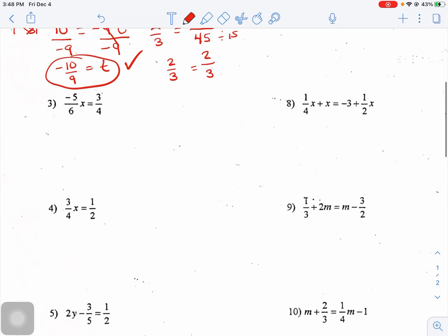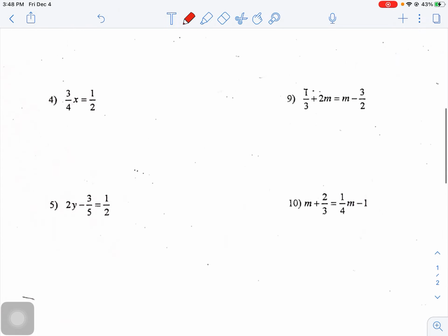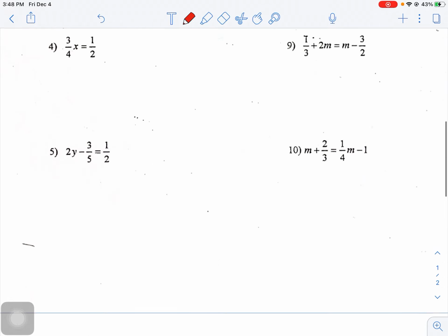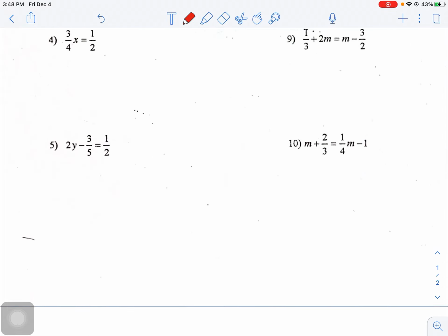All right, so we're going to skip down and we're going to do number 5. So the other 3 and 4 are very similar to 1 and 2. So let's do number 5. So with these, before we start solving, notice that we have a y over here and then a number, -3/5, over here. So this is that step when we did our notes for how do we solve equations last week.